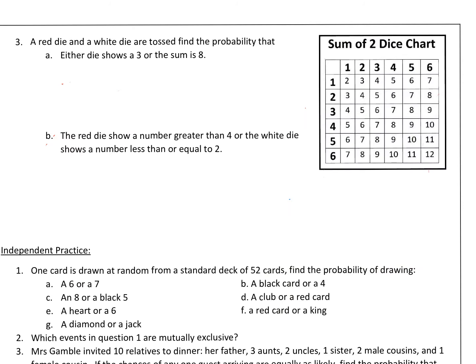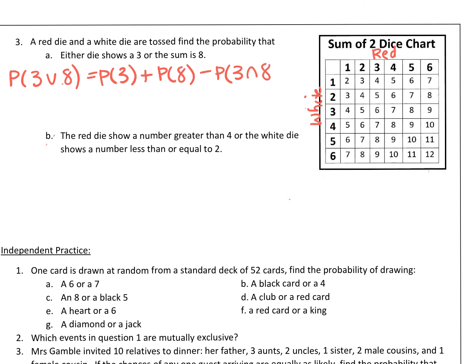All right, let's look at example number 3. It says a red die and a white die are tossed. Find the probability that either die shows a 3 or the sum is 8. So it doesn't matter which is which. We'll call this one the red one, this one the white one. I've got a sum of dice chart here, which we talked about earlier. When I roll 2 dice, the interior part of this chart represents the sum. So I want the probability that either shows a 3 or I get a sum of 8. So that's the probability that either shows a 3 plus the probability that I get a sum of 8 minus the probability that either shows a 3 and a sum of 8.